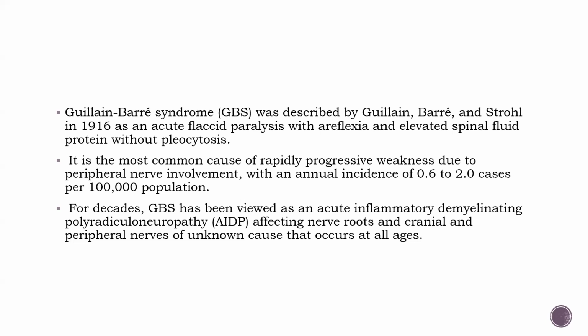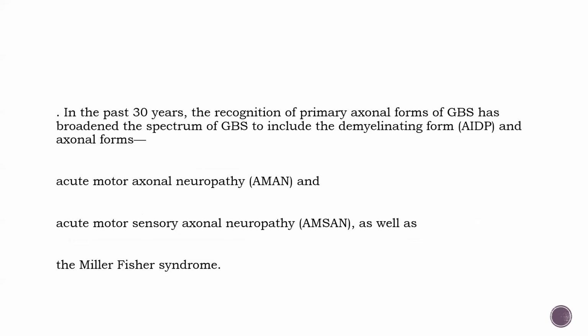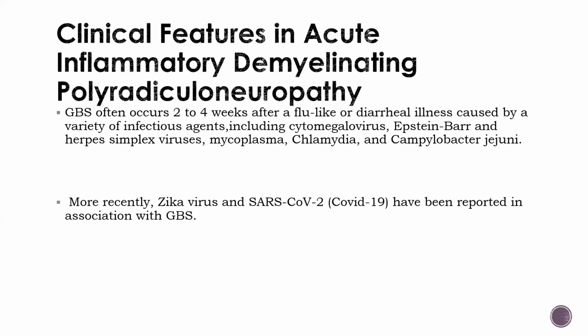For decades, GBS has been viewed as an acute inflammatory demyelinating polyradiculopathy affecting nerve roots and the cranial and peripheral nerves of unknown cause that occurs at all ages. In the past 30 years, the recognition of a primary axonal form of GBS has broadened the spectrum to include the demyelinating form and the axonal forms: acute motor axonal neuropathy, that is AMAN, acute motor sensory axonal neuropathy, that is AMSAN, as well as Miller-Fisher syndrome.